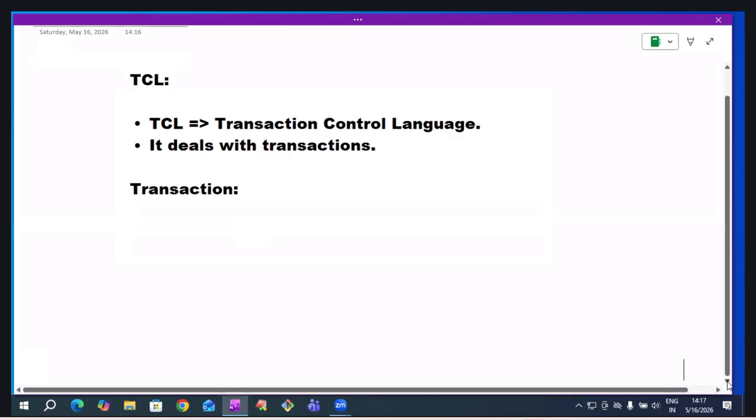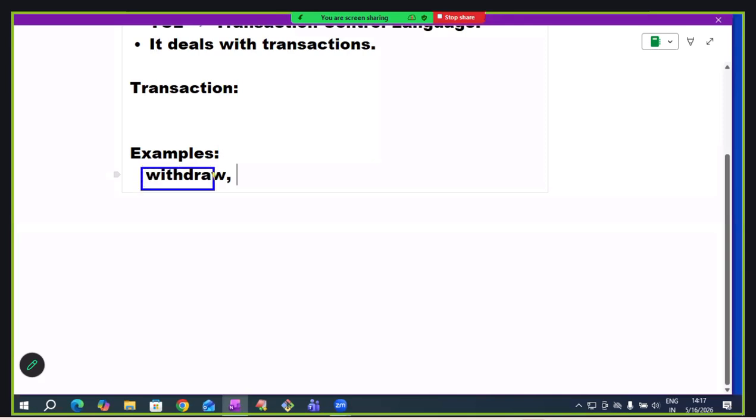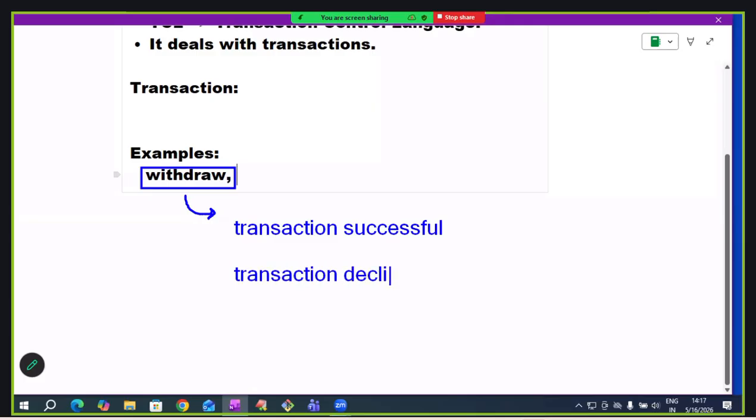See, every day you perform many transactions. From ATM machine, you are withdrawing the amount. If withdraw is successful, that machine is telling that transaction successful, like this. Or due to any reason, if transaction is failed, transaction declined, like this. So machine is using one term, observe here, transaction, like this.